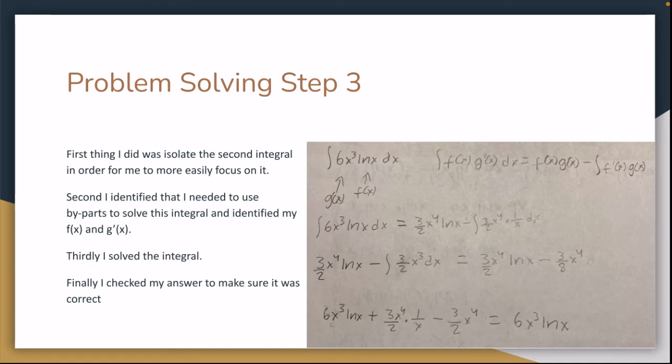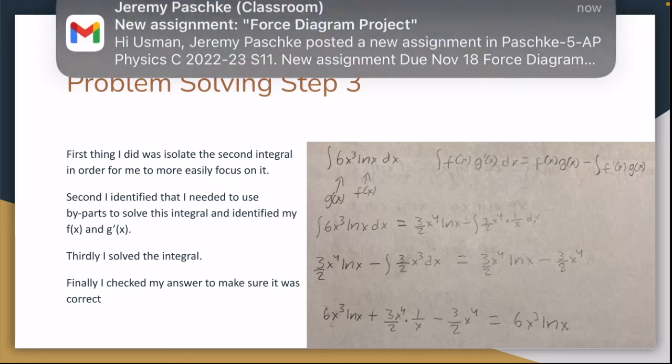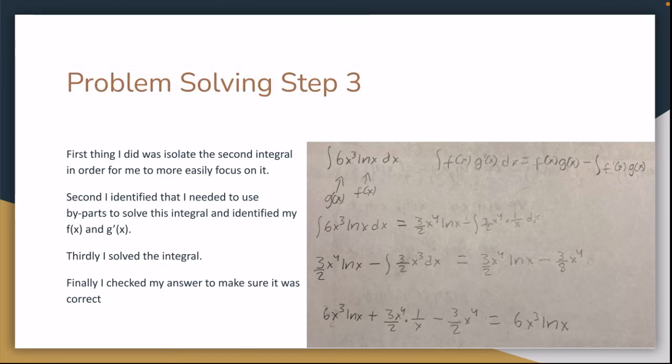And then over here, I just use reverse chain rule or reverse power rule. And I now know it equals 3 over 2 x to the 4th times natural log of x minus 3 over 2 x to the 4th. Finally, I check it by finding the derivative of my answer just to make sure that I did it properly.